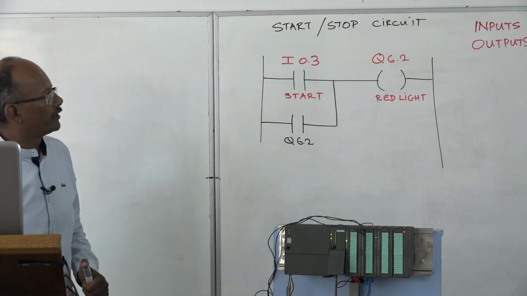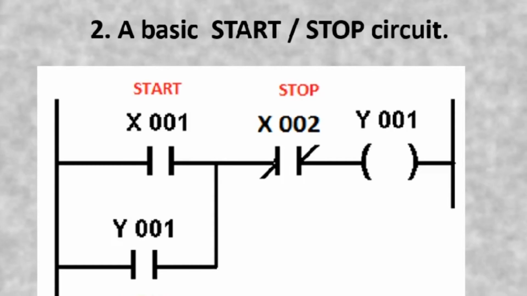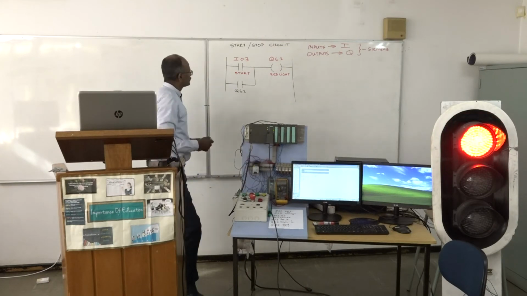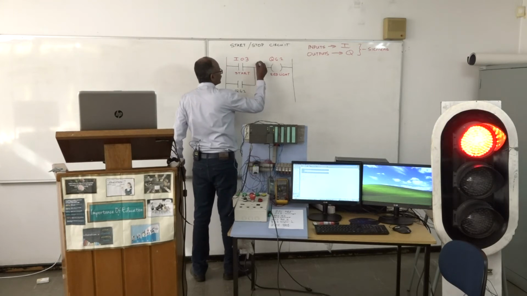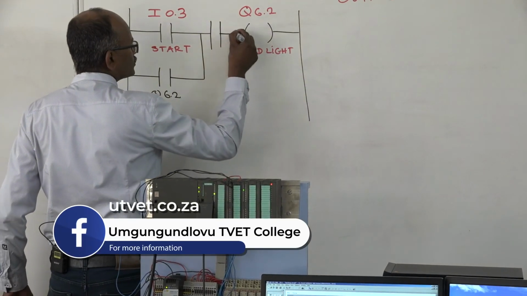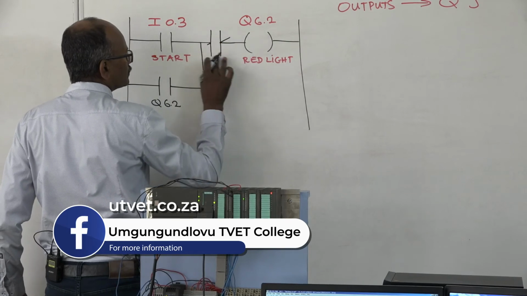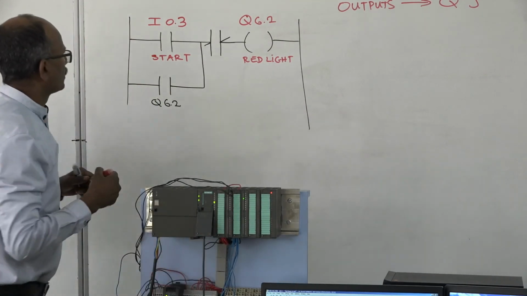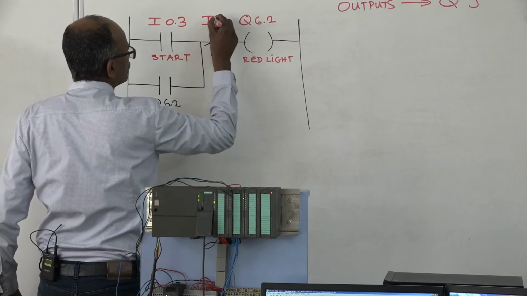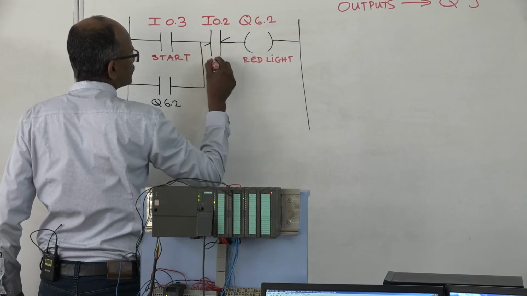start-stop circuit. Remember, if you look at it, the circuit says X0.002 is a normally closed input, and above that I've got stop. For my particular program here, my stop button is I0.2. Okay, so all I'm going to do in the same program, I'm going to put a normally closed contactor here, and I'm going to call that I0.2. Okay, and that's going to be my stop button.